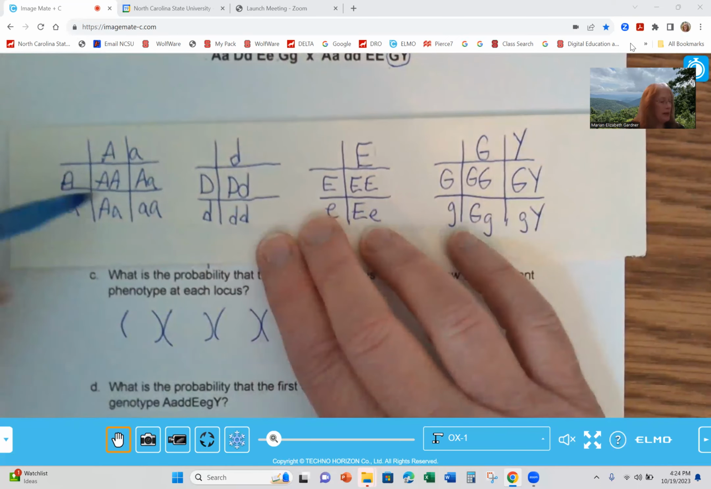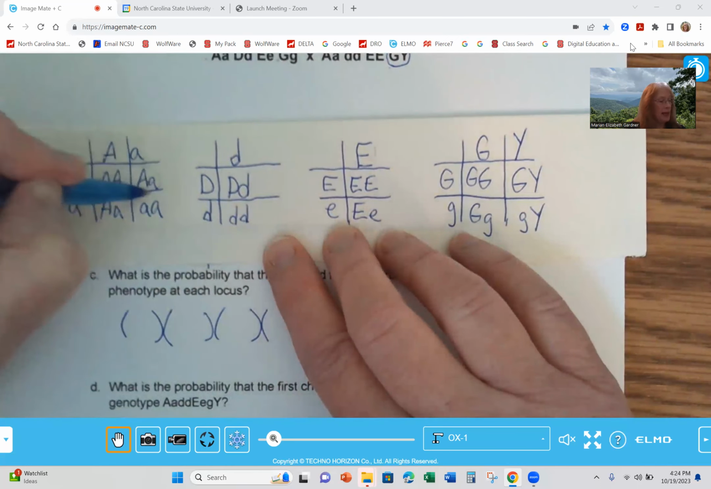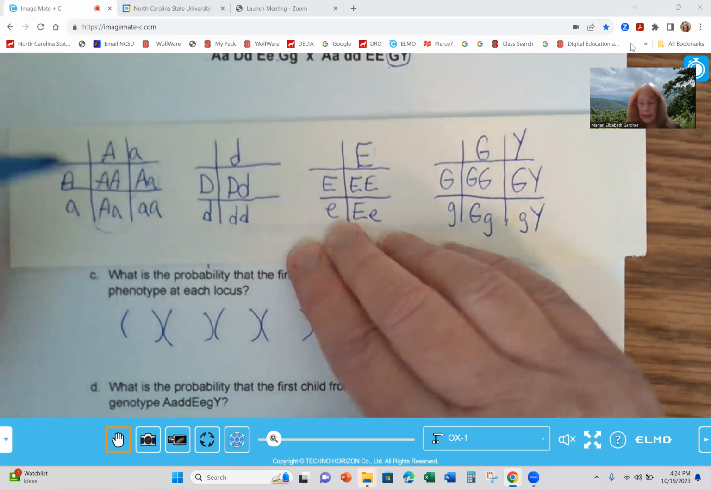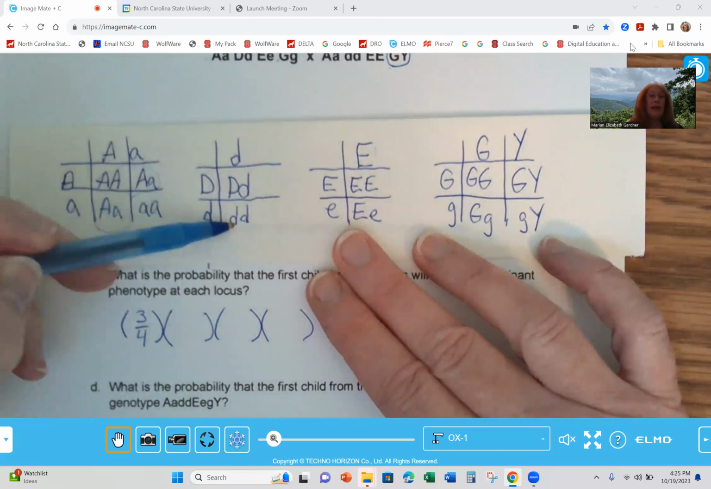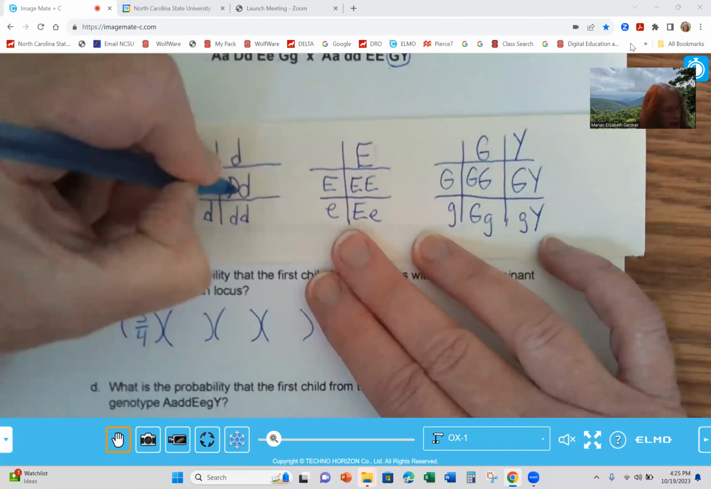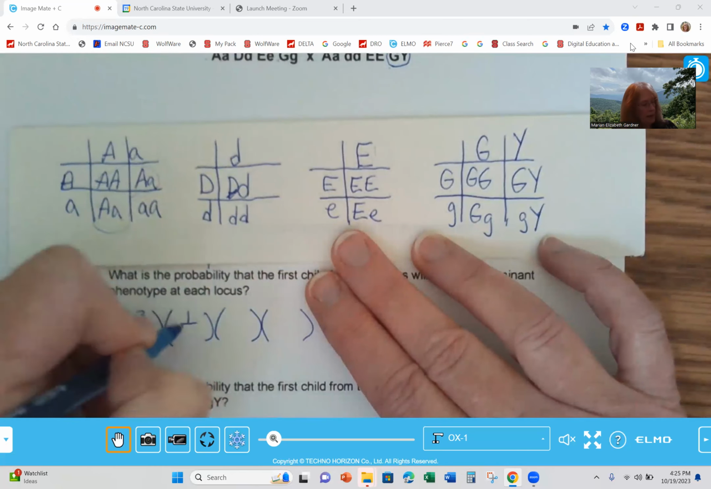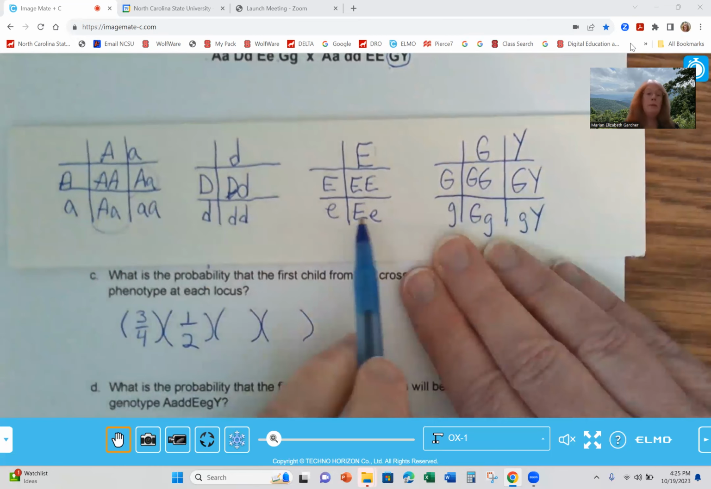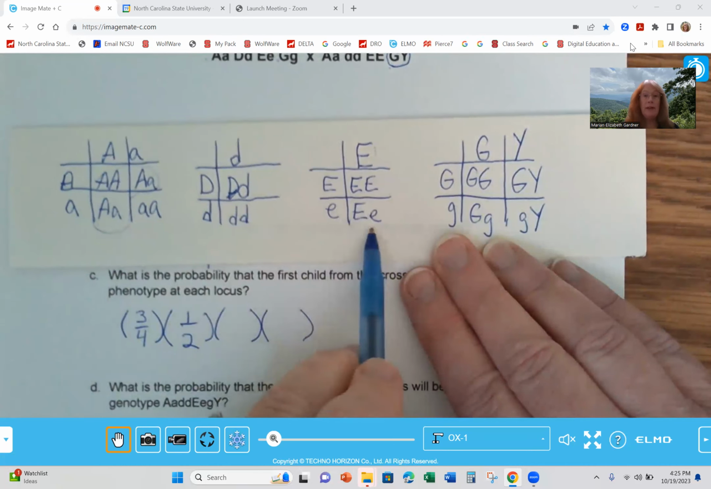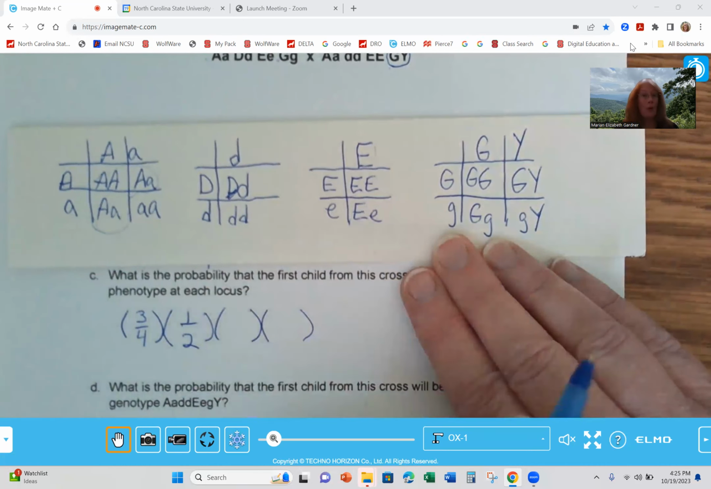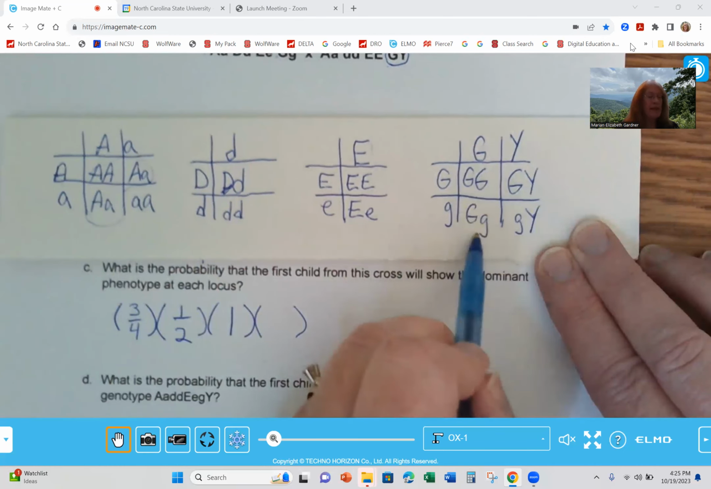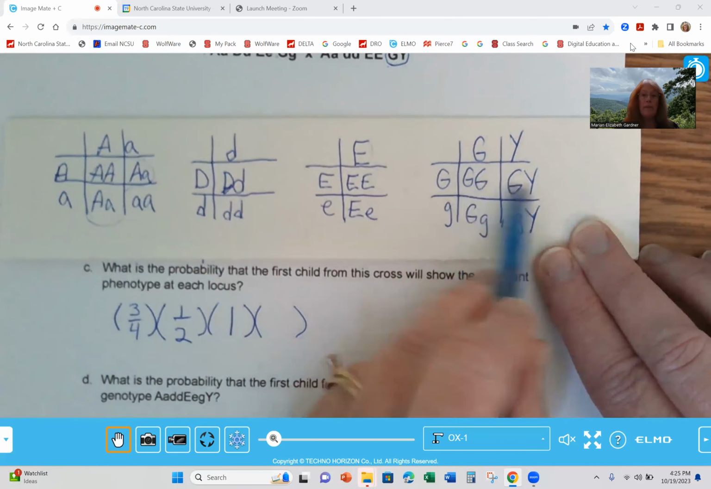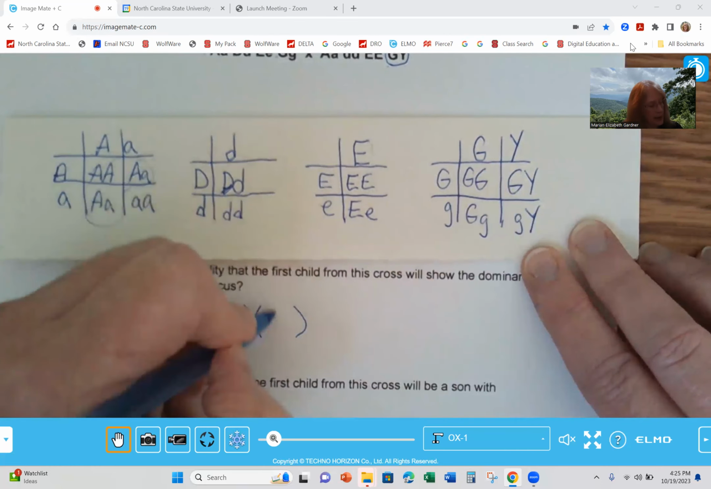Here we multiply the probability of getting a dominant at the A locus, 3/4, times the probability of getting the dominant at the D locus, that is a capital D, so 1/2, times the probability of getting the dominant phenotype at the E locus. They all will get the dominant allele, so that probability is 1, times the probability of the progeny having the dominant form at the G locus, and that is 3/4.